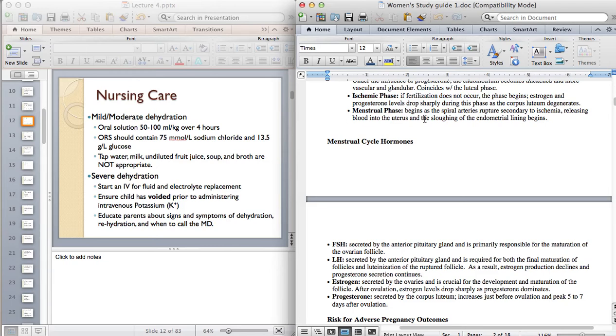So, you start your replacement without potassium, and once the fluid shifts back and the electrolyte potassium shifts back to its normal place, being in the intracellular space, then you can introduce the potassium to correct the deficit.